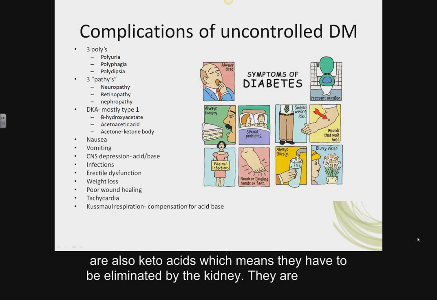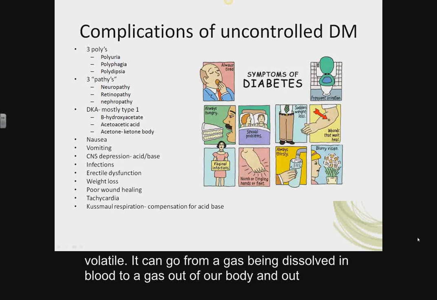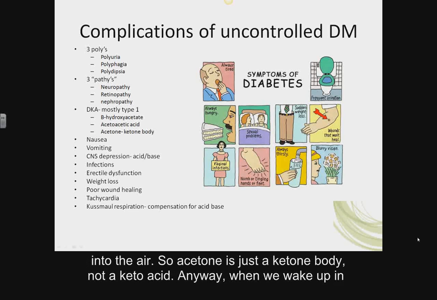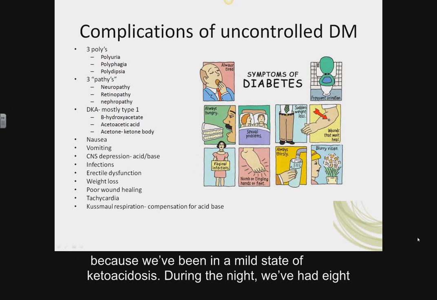Now, the 3 ketone bodies are beta-hydroxybutyrate, acetoacetic acid, and acetone. Of those 3, 2 of them are also ketoacids, which means they have to be eliminated by the kidney. They are beta-hydroxybutyrate and acetoacetic acid. The acetone is not a ketoacid because it's volatile. It can go from a gas dissolved in blood to a gas out of our body and out into the air. So acetone is just a ketone body, not a ketoacid.